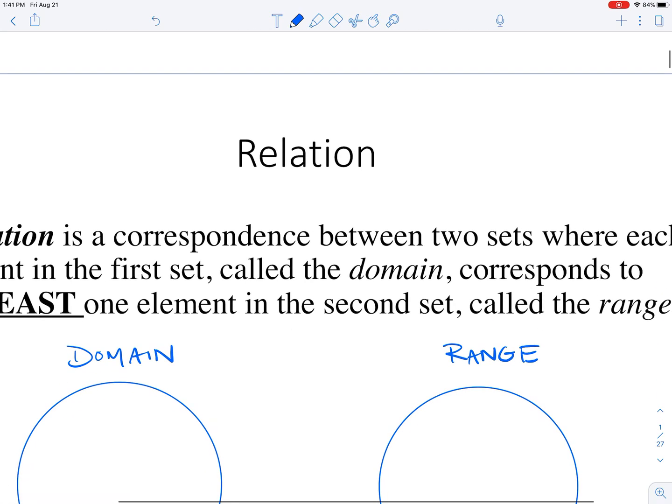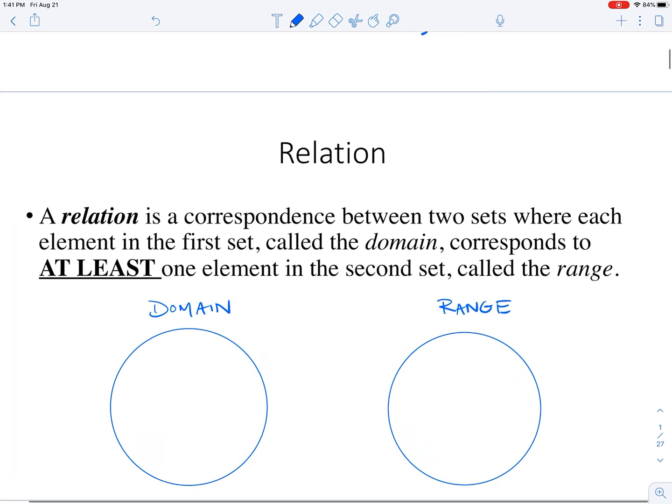So before we define a function, let's look at the definition of what a relation is. And when you see the word relation, you're probably also thinking of the word relationship. So a relation is a correspondence between two sets where each element in the first set, called the domain, corresponds to at least one element in the second set, called the range. So we're talking about sets of numbers.